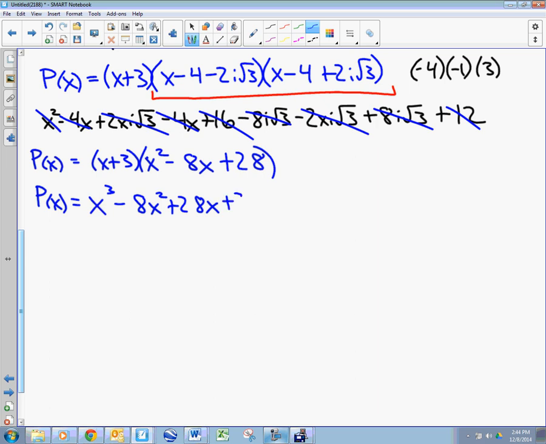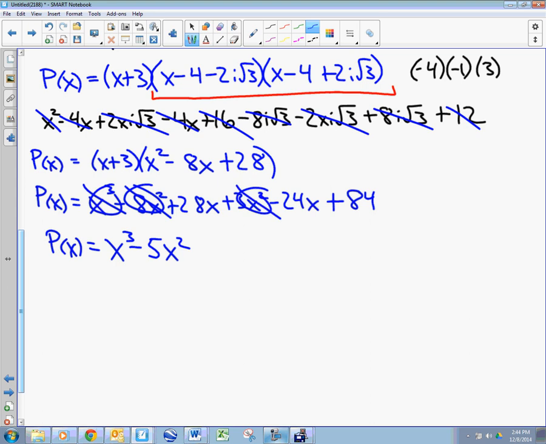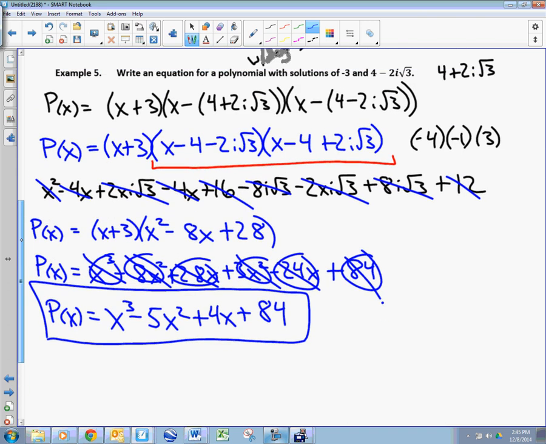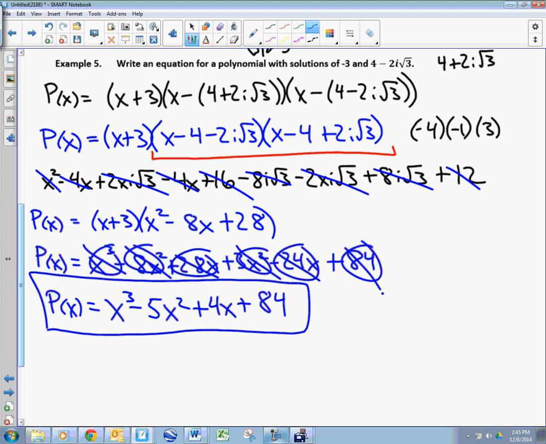Move on to our 3. 3x squared minus 24x plus 28 times 3, 84. What terms can we combine? Negative 5x squared, 28x and negative 24 is positive 4x. This is the polynomial that has solutions of negative 3 and 4 minus 2i roots of 3.